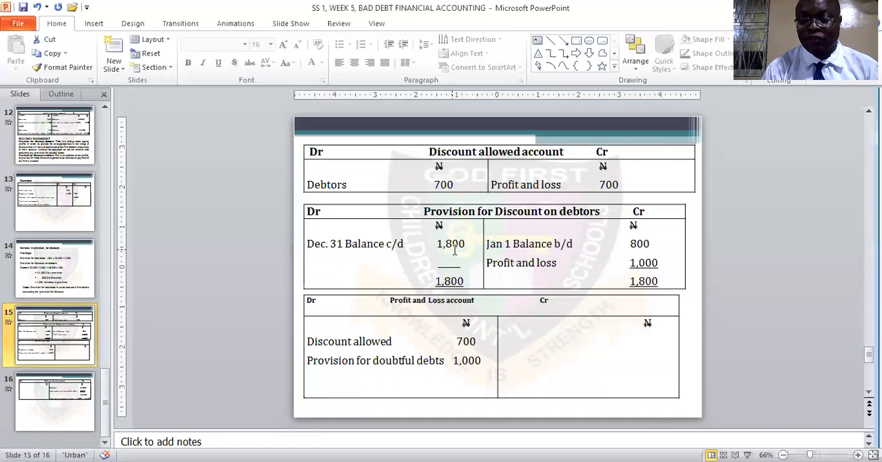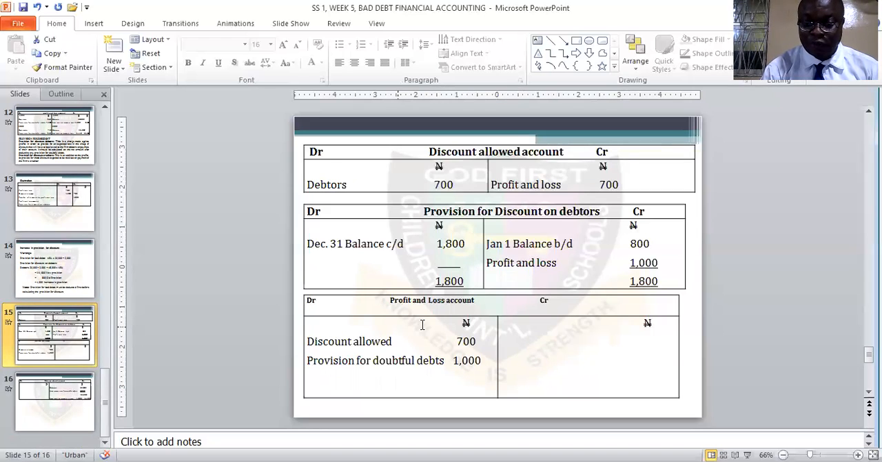When you subtract 2,000 naira from 20,000, it remains 18,000 naira. The 10% on 18,000 naira is 1,800 naira. Then you still have the old provision of 800 naira. Then you deduct the provision: 1,800 minus 800 will give us 1,000 naira. So transfer this 1,000 naira to the profit and loss account.